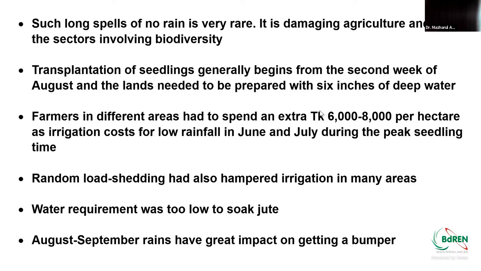Transplantation of seedlings generally begins from the second week of August, and the lands need to be prepared with 6 inches of deep water. Farmers in different areas have to spend an extra 6,000 to 8,000 taka per hectare as irrigation costs for low rainfall in June and July during the peak seedling time. Random load shedding had also hampered irrigation in many areas. Water requirement was too low to soak jute. August-September rains have great impact on getting a bumper crop.